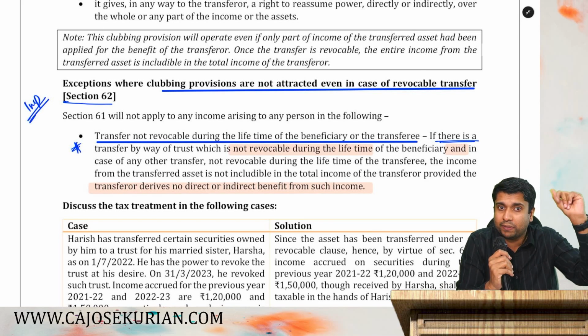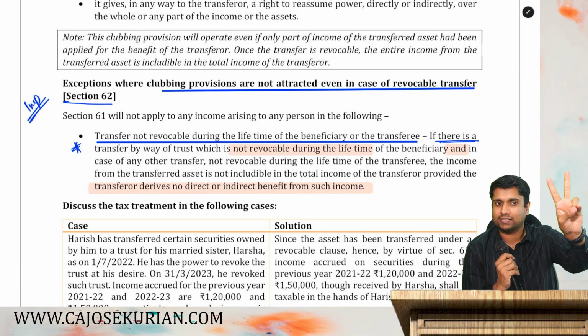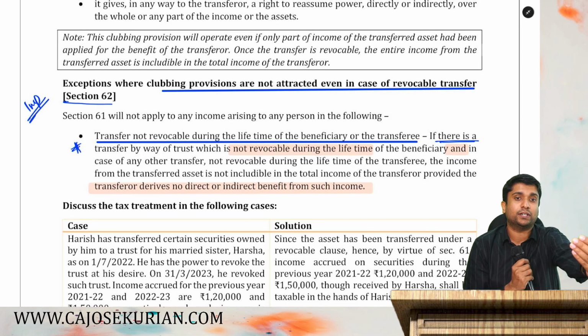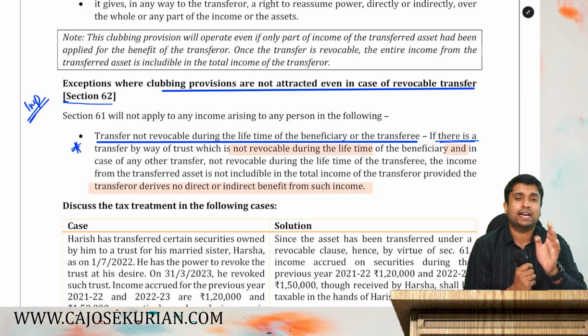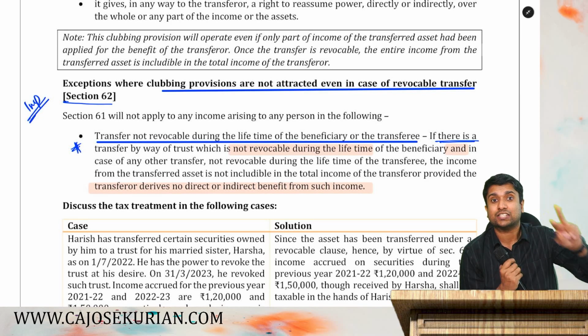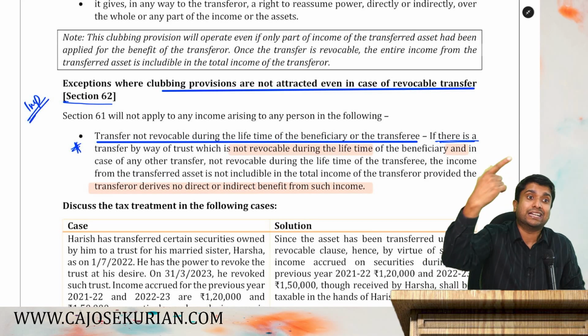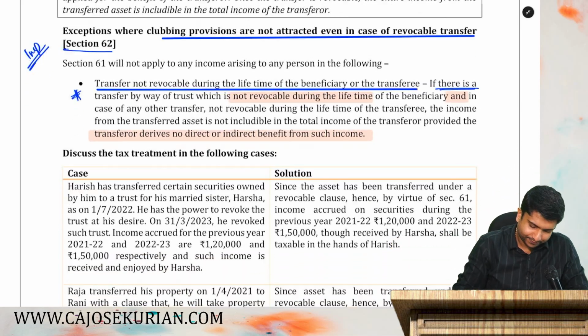Are you all with me? So 2 things. For the exception, there have to be 2 conditions. Both are required to be satisfied. Number 1, you are not supposed to revoke that particular transfer during the lifetime of the beneficiary. Plus, you are not supposed to take any direct or indirect benefit from that particular transferred asset. If both are satisfied, then there is no requirement of any clubbing provision. That's what the department says. It's an exception to the point.